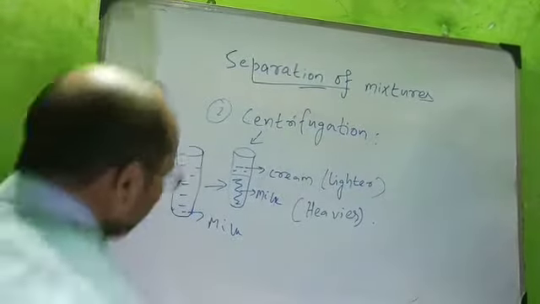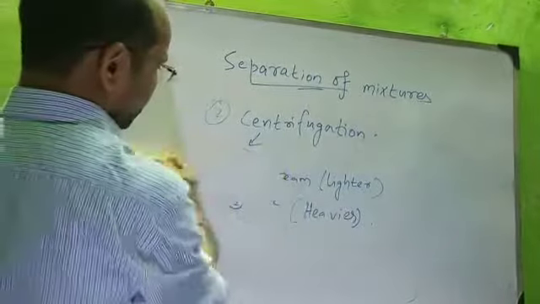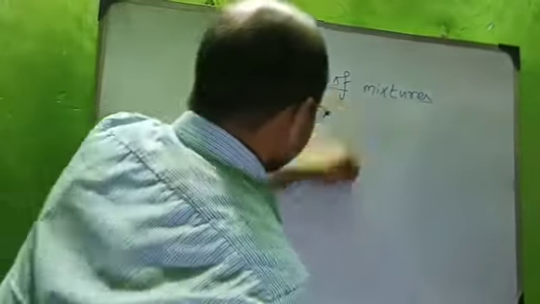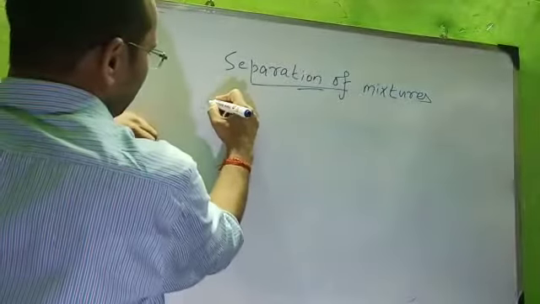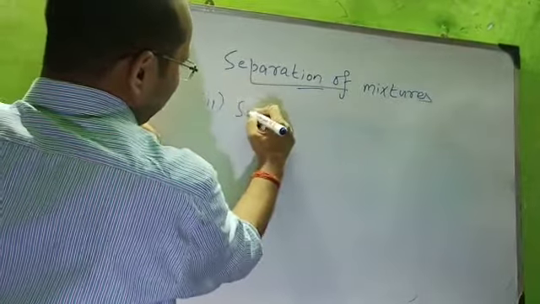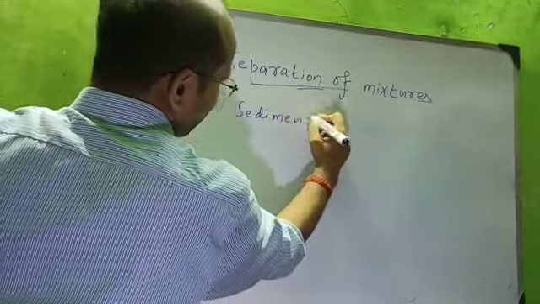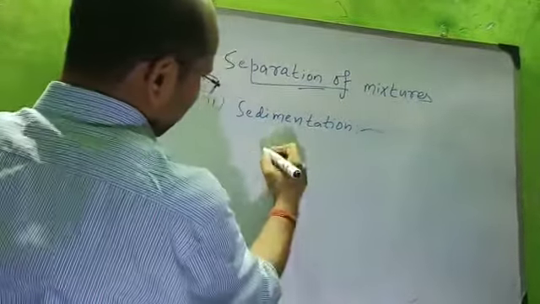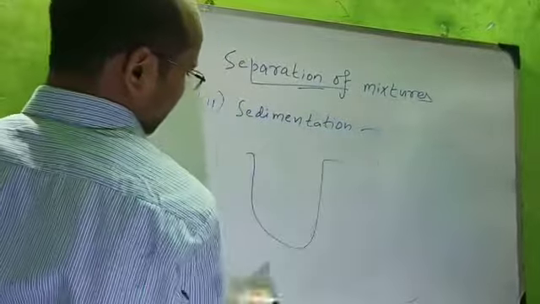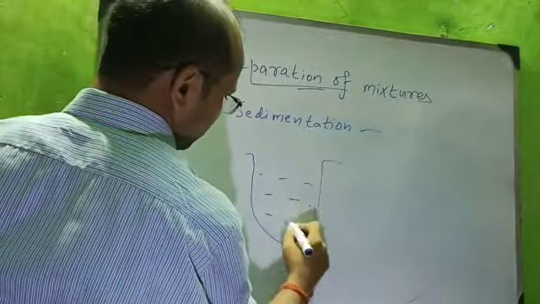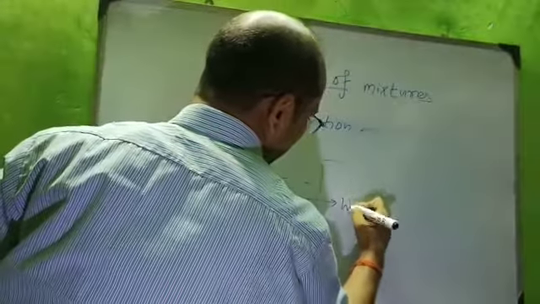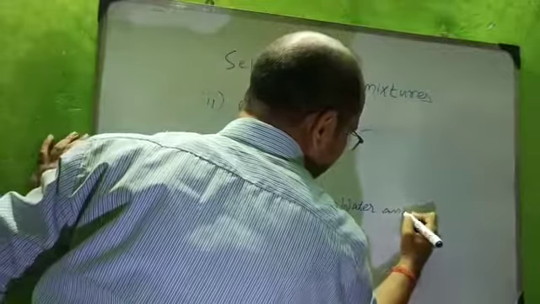So now I am explaining the next method of separating the different constituents of a mixture. That is the method of sedimentation. What is the sedimentation process? Suppose there is a liquid placed in a beaker. This is water and some sand is there. It's a mixture of water and sand.